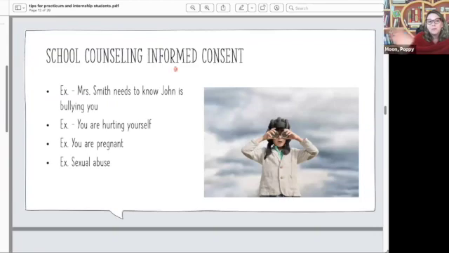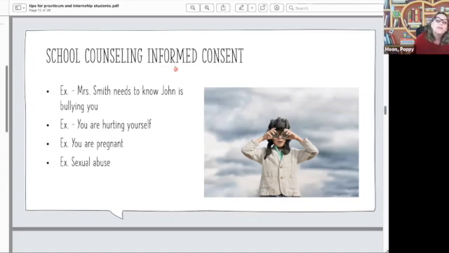So here are some examples of when I might have to break confidentiality with a student in school. Mrs. Smith is the teacher. I'm seeing a student and John is bullying this child, and he is doing it to the point where the kid that I'm seeing is in tears and feels bad about themselves. It needs to stop. So I will say, would it be okay with you if I spoke privately with Ms. Smith and let her know what's going on so that she can help you in the classroom? Most kids are going to say yes, of course, that's fine.